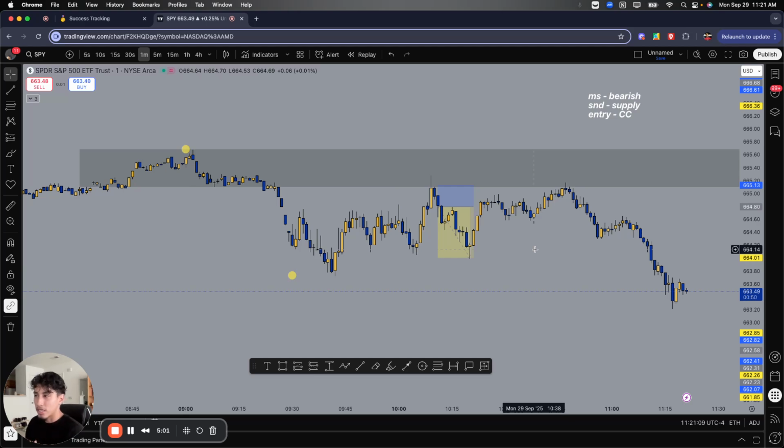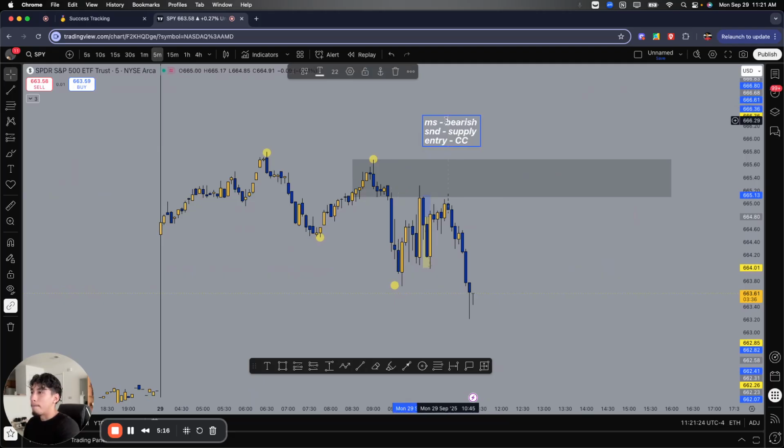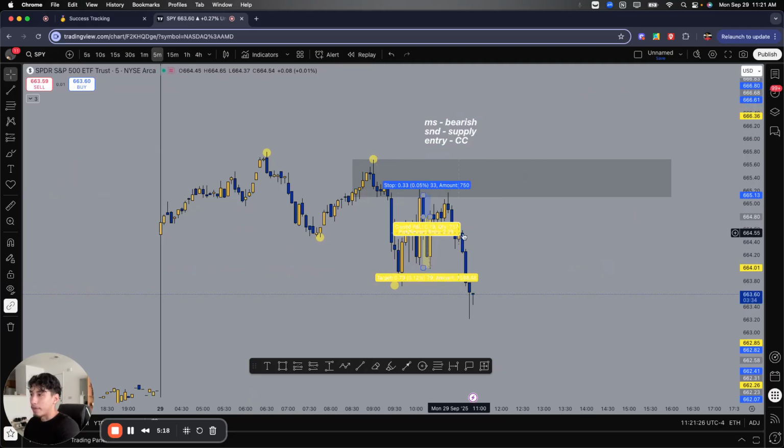Because if I have a whole bunch of things that I need to look for before I even take action, before I even execute, then it's going to be way harder for me. And this is just what I use to execute trades. It's very simple, like I said. So I can even go over it again, the same thing, right? Market structure is what? Bearish, right? So if the market structure is bearish, then guess what?